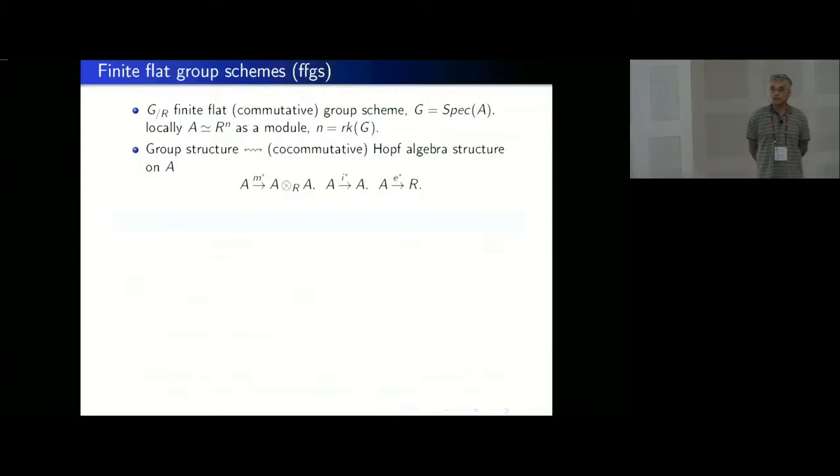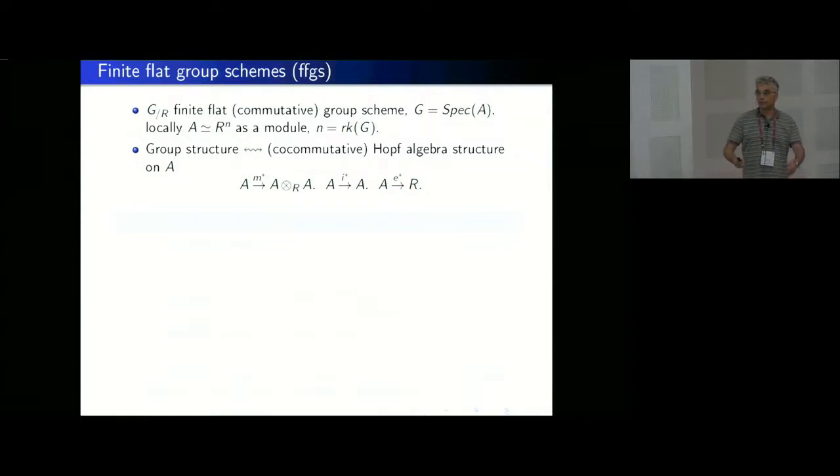What is a finite flat group scheme? So first of all, we have a ground ring R, and we have some finite locally free. Actually, if the base is non-Noetherian, flat is not enough. It has to be locally free. Scheme Spec A, affine, and it has a group structure.